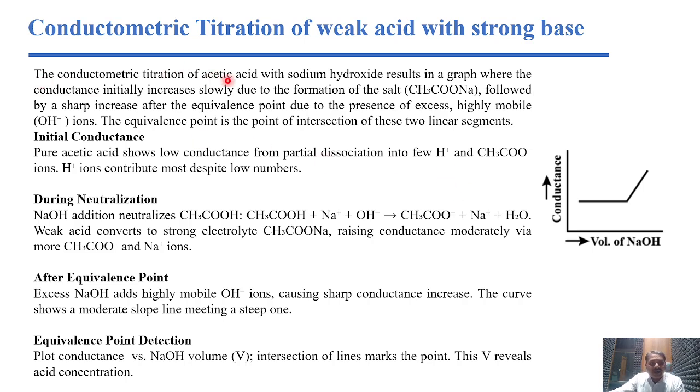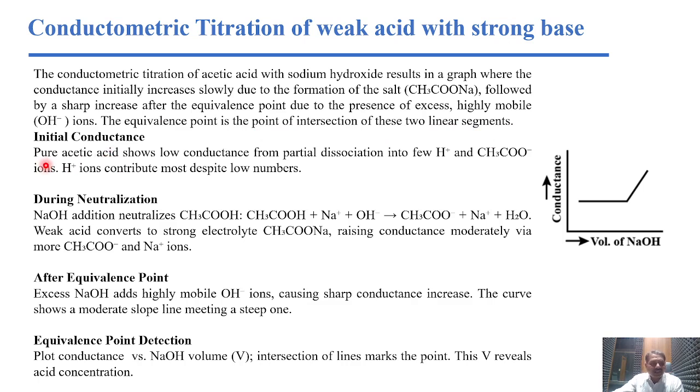The conductometric titration of acetic acid with sodium hydroxide results in a graph where the conductance initially increases slowly due to the formation of the salt sodium acetate, followed by a sharp increase after the equivalence point due to the presence of excess highly mobile OH- ions. The equivalence point is the point of intersection of these two linear segments.